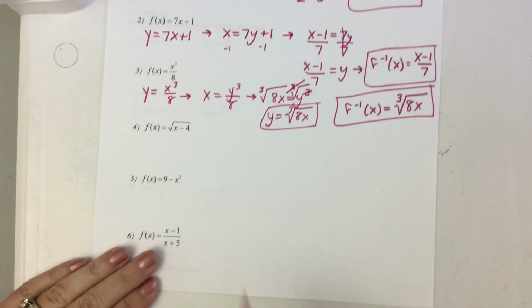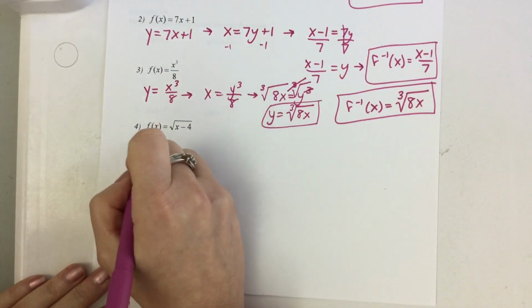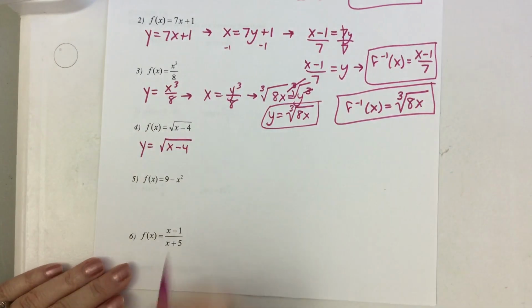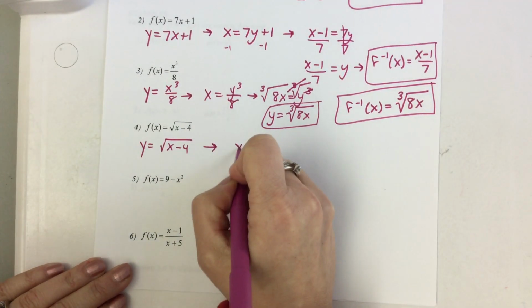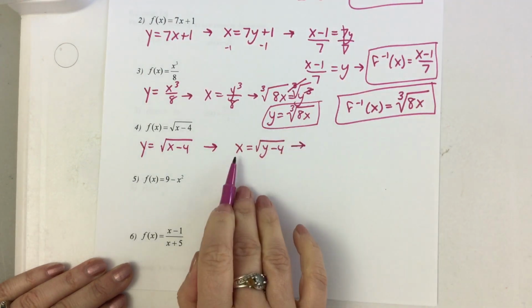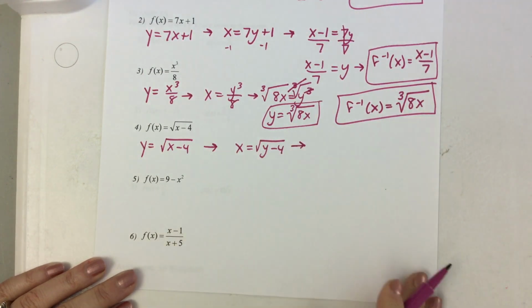Done. Okay, well what happens if we have a square root? Step 1, f of x becomes y. Step 2, y and x change spots. So now it's x equals the square root of y minus 4.